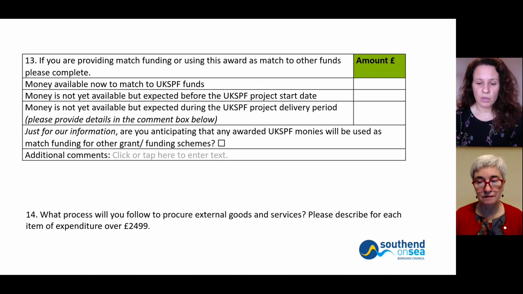Between £2,500 and £24,999, you will have to request three quotations in order to select the person you want to contract, or in order to purchase goods and services. Over £25,000, then it becomes a formal tender. All of this guidance is in the FAQ, so don't worry, you will be able to access it before you fill in this question.